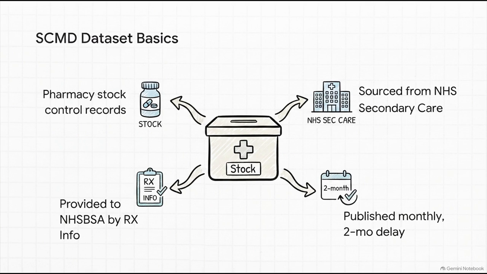It's provided to the NHS Business Services Authority by a company called RxInfo, and it is published monthly. But, and this is a big but, keep in mind there is a strict 2-month retrospective delay. So basically, your queries for January aren't going to yield any results until March.